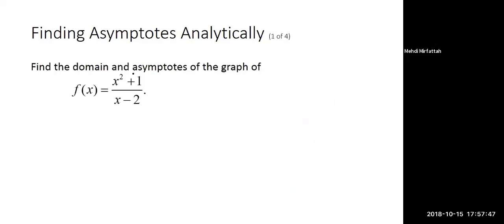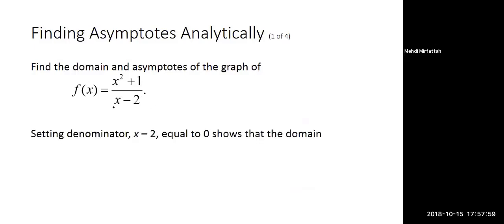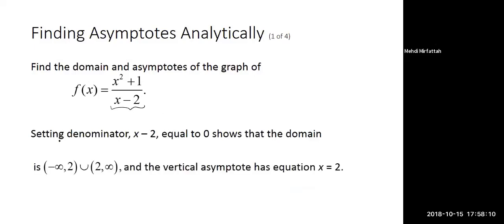Let's find the domain and asymptote of f of x equal to x squared plus 1 over x minus 2. You set the denominator equal to 0 first. x minus 2 equal to 0, so x equal to 2. Setting the denominator x minus 2 equal to 0 shows that x equal to 2 would be your vertical asymptote. So your domain would be from negative infinity to 2, and 2 to infinity.